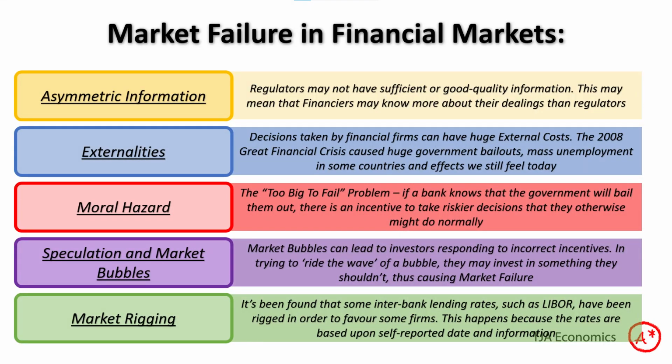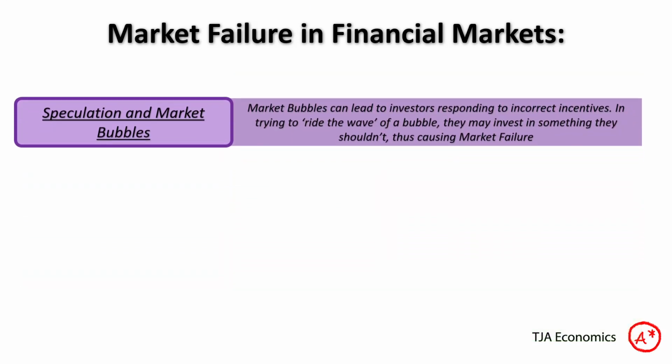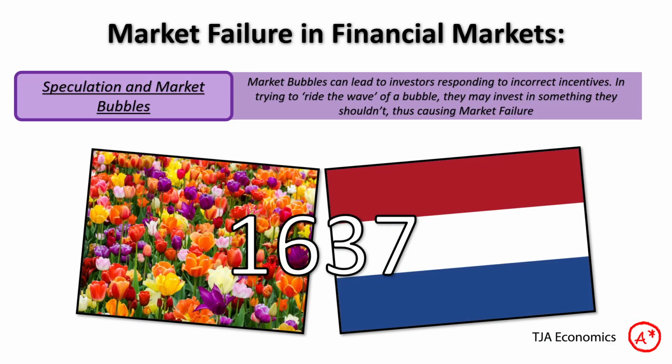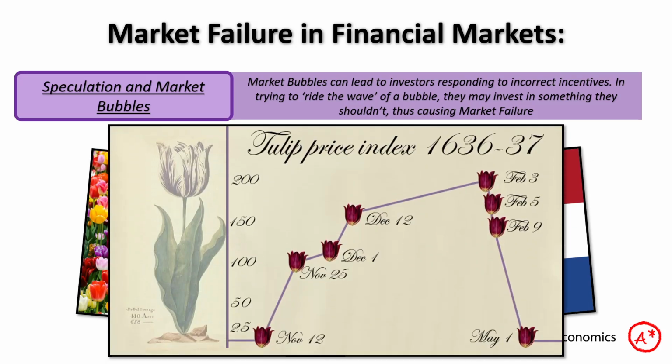Speculation and market bubbles then. A classic example of a market bubble was in 1637, tulip mania it's called. Here we have an index showing the price of a tulip bulb, one single tulip bulb in the Netherlands in the year 1636 and 37. You can see in the space of a few months the price rocketed and then the bubble burst.